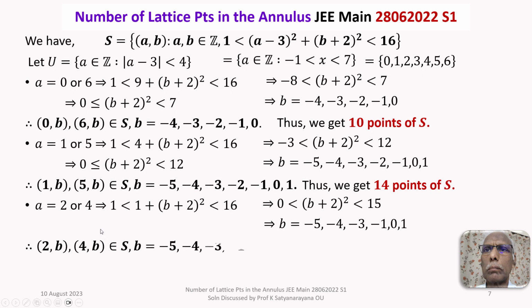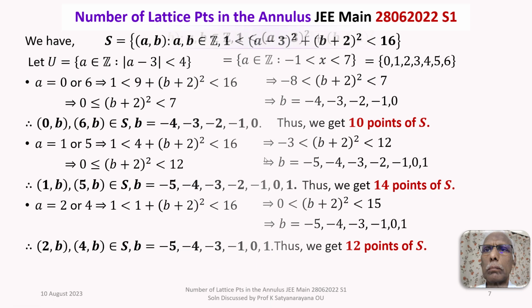So (2, b), (4, b) belongs to S. b is equal to minus 5, minus 4, minus 3, minus 1, 0, 1. These are 6 in number, and for 2 values of a, 6 values plus 6 values. That is 12 points of S you will get. So what is left? 0, 6, 1, 5, 2, 4. Therefore 3 is left. That we will do in the next slide.